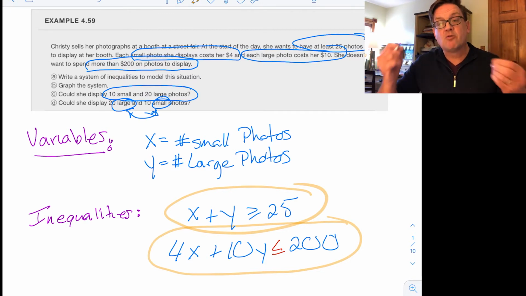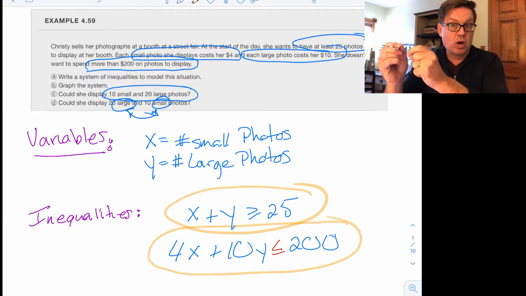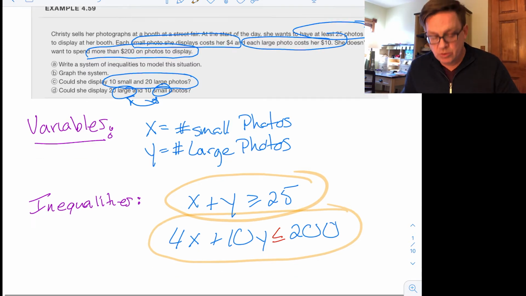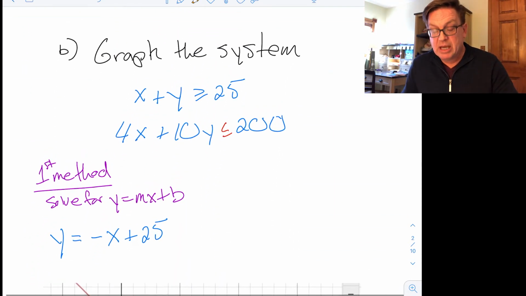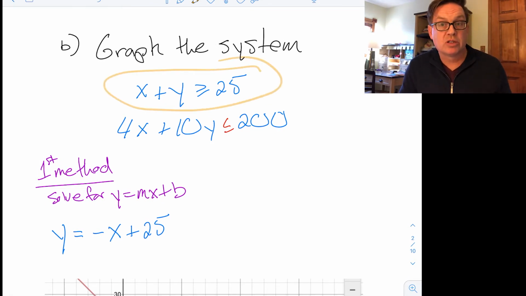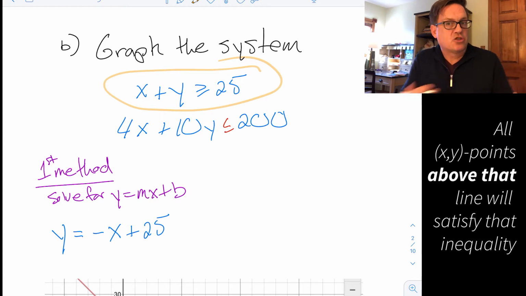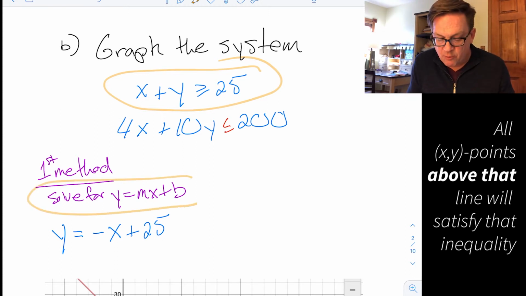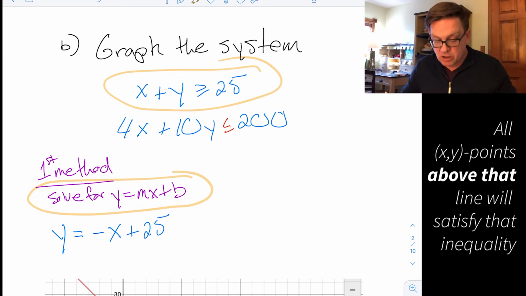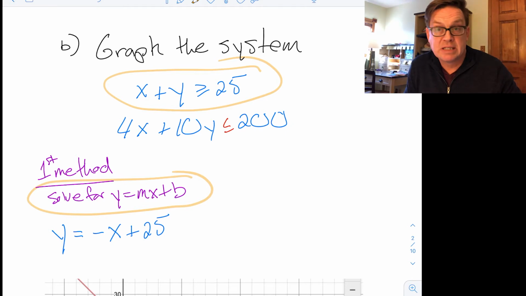So how do we find the values for the ordered pairs, x and y, that satisfy both of those at the same time? The way we're going to do it is graph the system. To graph x plus y greater than or equal to 25, you graph the line x plus y equals 25. One way to do that is to solve for y and write it in the form y equals mx plus b, and then you know the y-intercept and the slope. In this case, the slope is -1: y equals -1 times x plus 25.